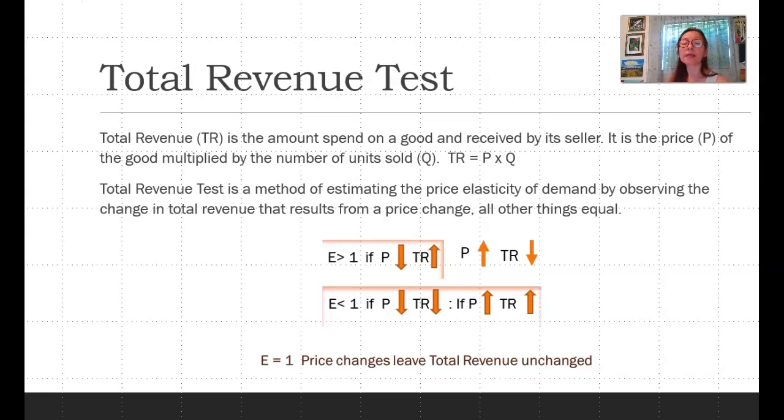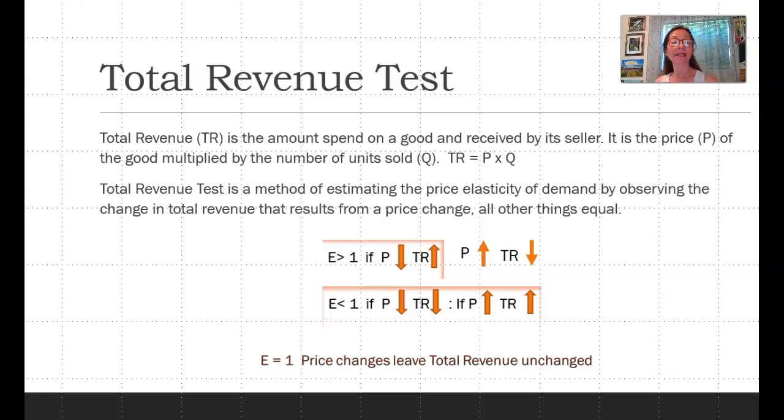Total revenue test is a method of estimating the price elasticity of demand by observing the change in total revenue that results from a price change, all other things equal. We will be using the total revenue test again when we talk about monopolies and monopolistic competition, so it's worth understanding this. If the elasticity of demand is greater than 1, meaning that we are operating in the upper range of the demand curve, if the price drops, total revenue will increase. If the price goes up, total revenue will drop.